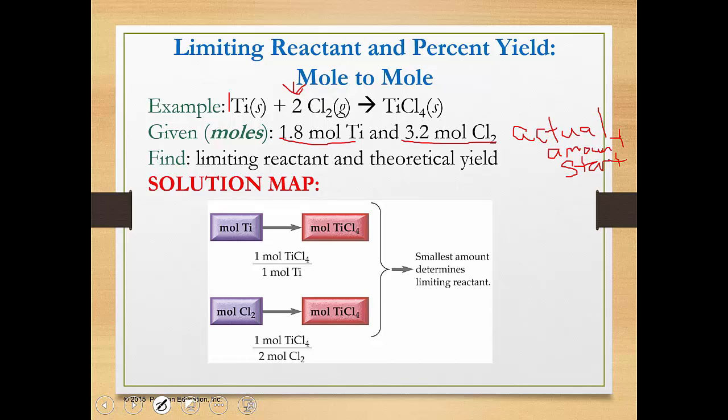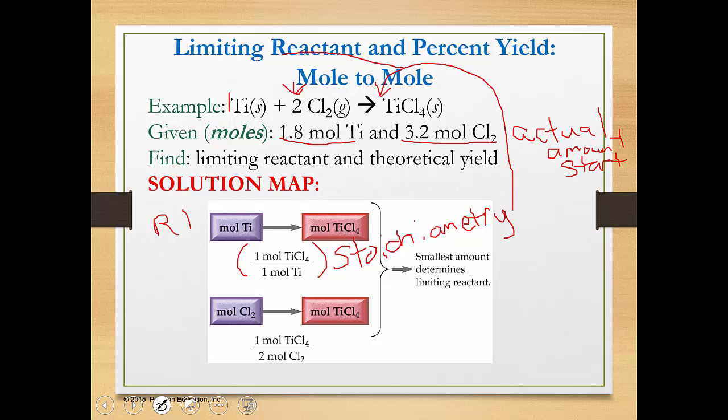How are we going to do this? Well, I start with each reactant. So this is reactant 1, titanium, and I want to convert from moles of titanium to moles of titanium chloride. I do that using stoichiometry. And remember, stoichiometry is the coefficients in the balanced reaction.